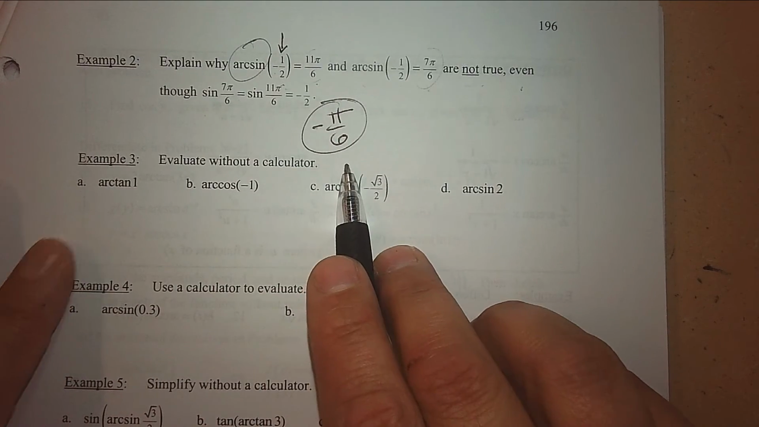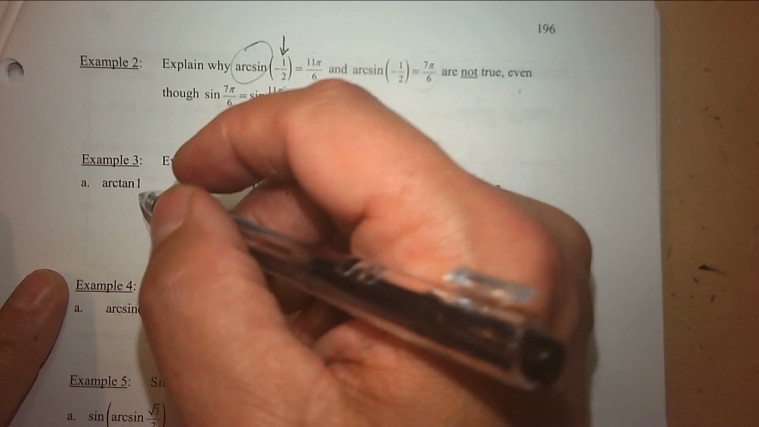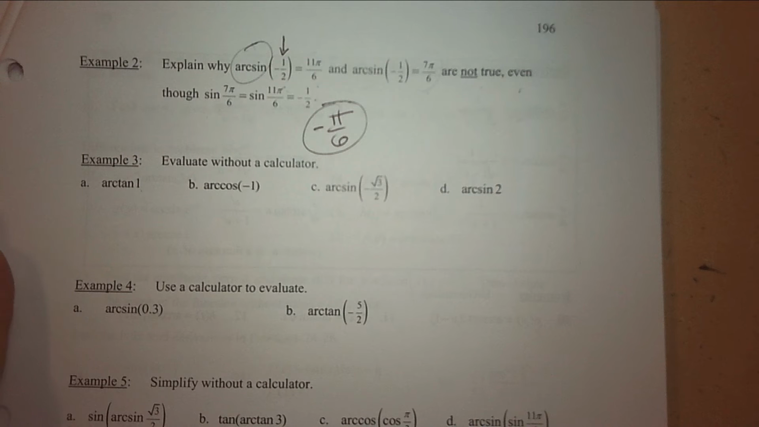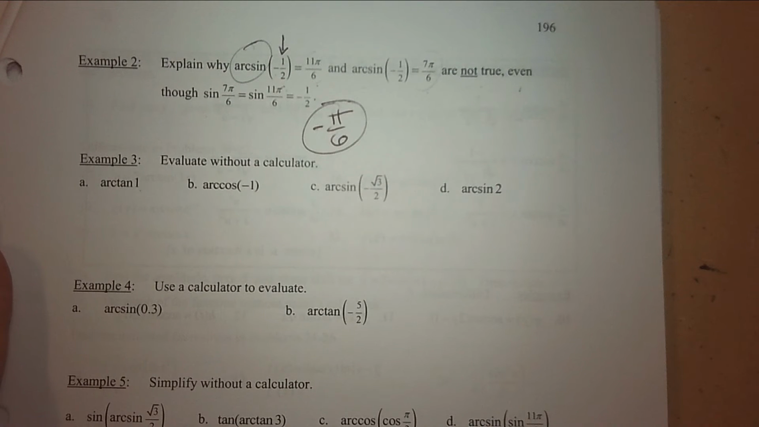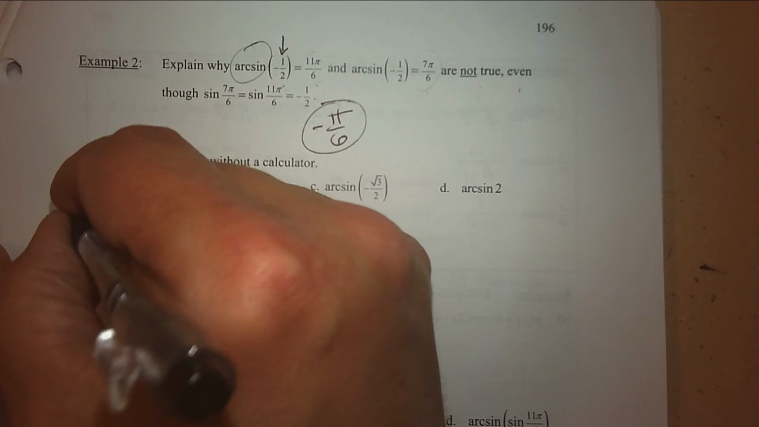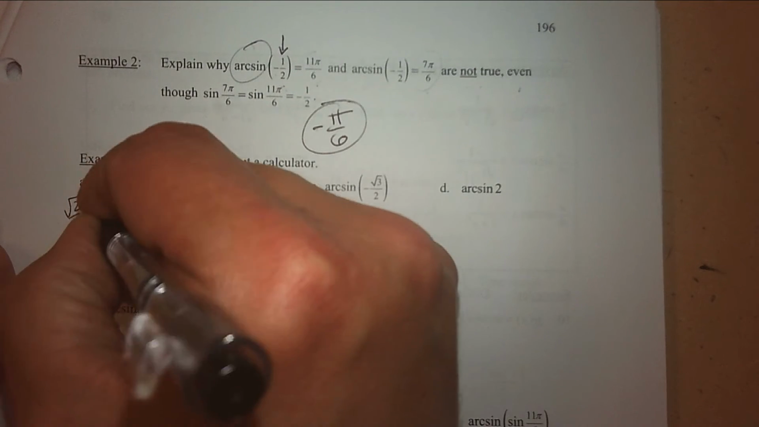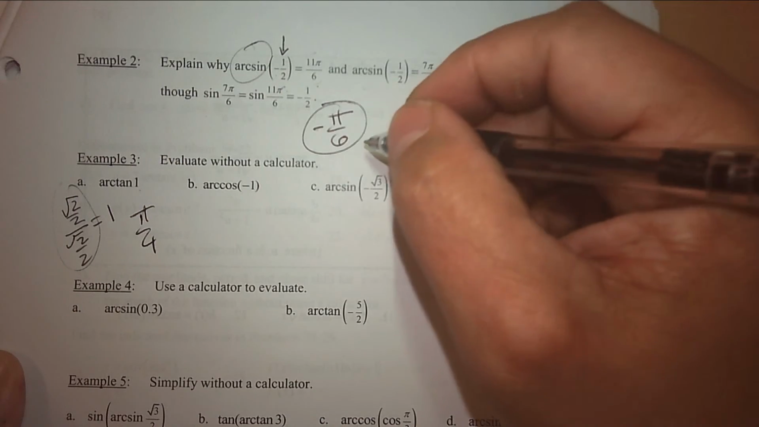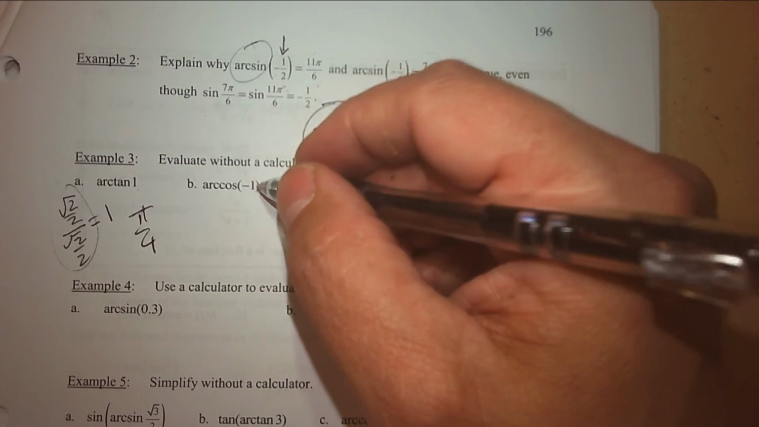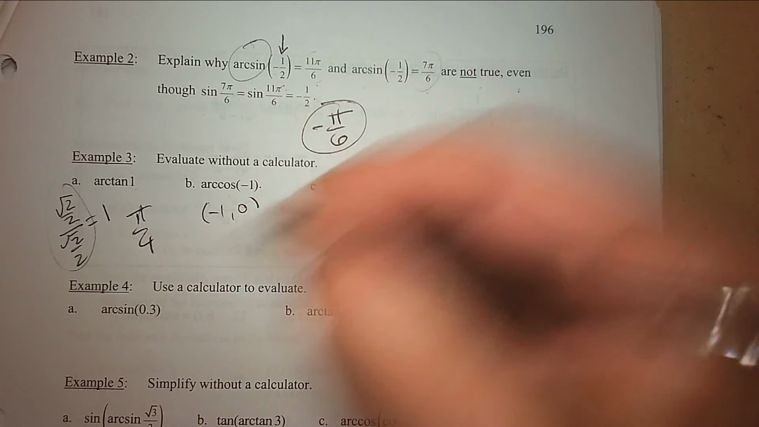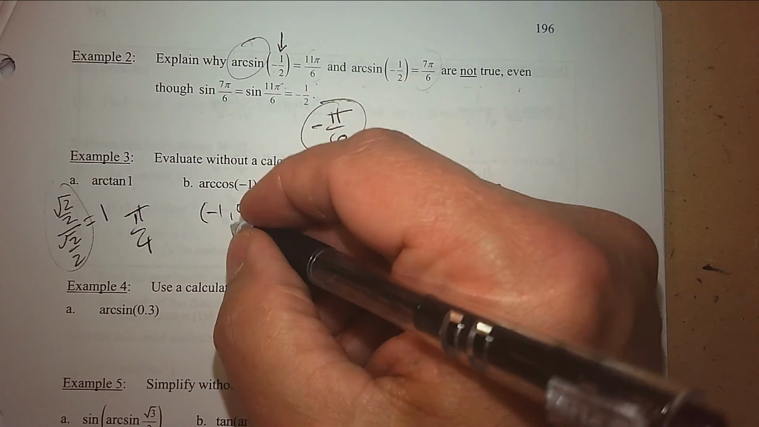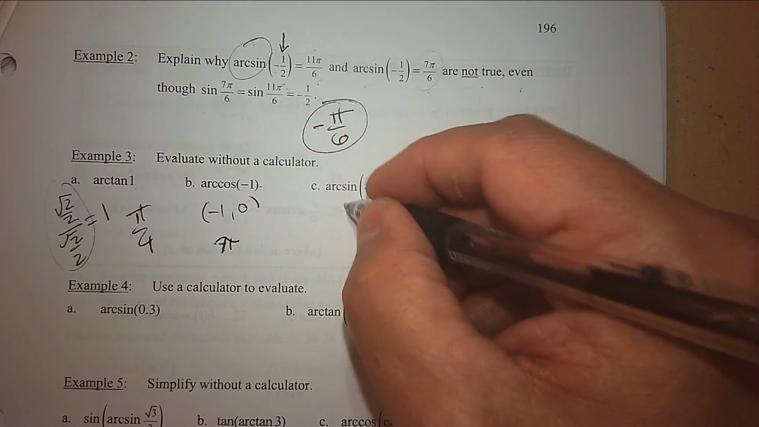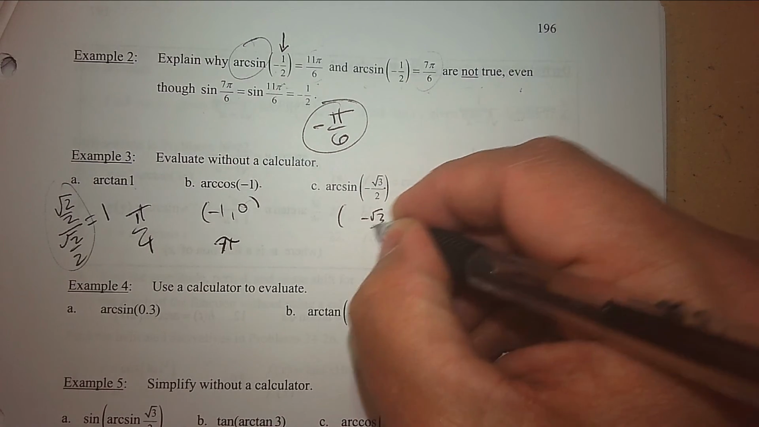Evaluate without a calculator. I'm just going to keep going. What angle is tangent positive 1? What angle would the value of tangent be positive 1? And it's when root 2 divided by root 2 over 2, that's what equals 1. So what angle is that? Pi over 4. Where is arc cosine negative 1? So in other words, negative 1, 0. What angle is that? Which one is it? Pi. This one.